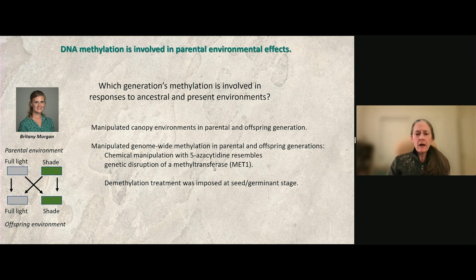She also manipulated genome-wide methylation in both parent and offspring generations separately. And she was able to do this with a chemical demethylating agent, 5-azacitidine. But before that, she was able to verify that the chemical demethylation very closely phenotypically resembled genetic disruption of a major methyltransferase in Arabidopsis, so that any phenotypic results that she saw, she was confident they were caused by the demethylating action of 5-azacitidine as opposed to any toxic side effects. And she imposed that demethylation treatment at a very early life stage, both in the parent and in the offspring.